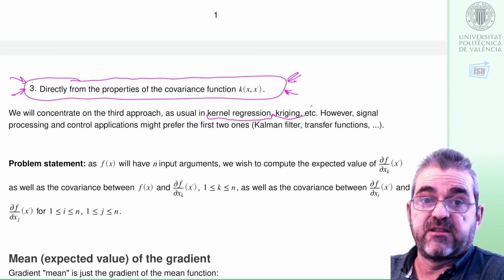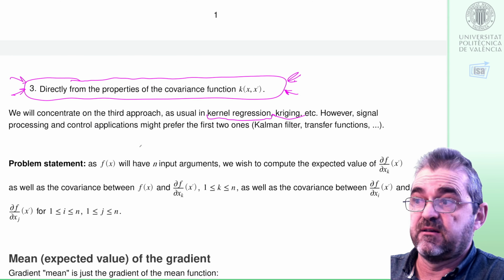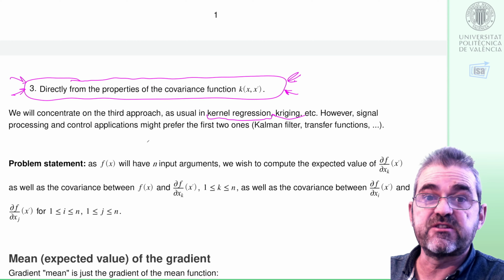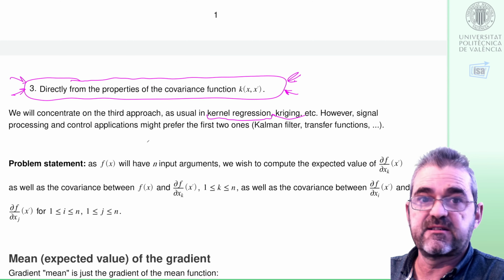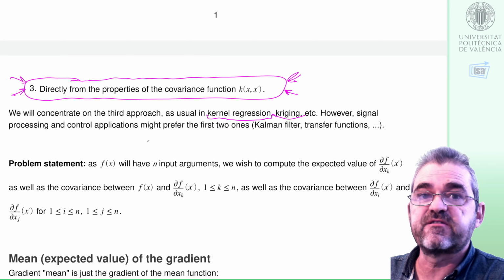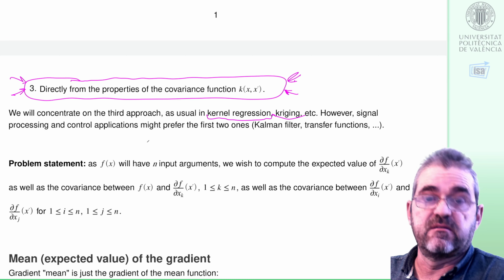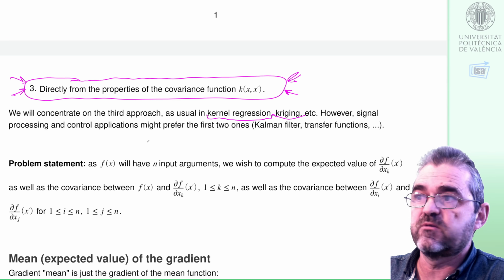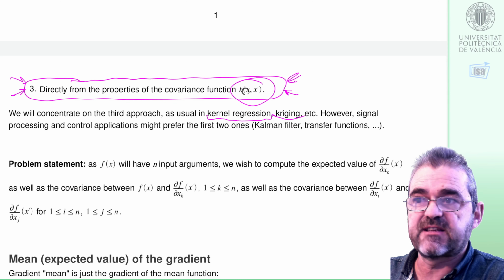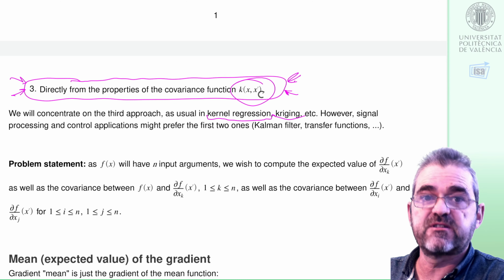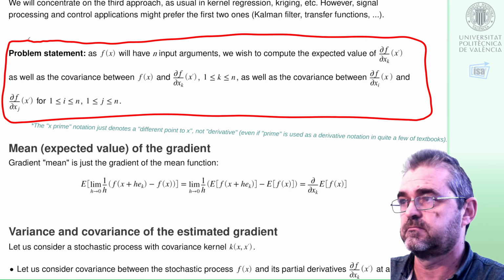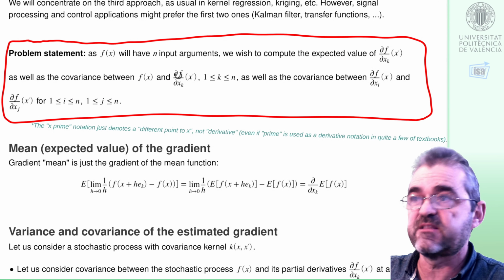Of course, that does not preclude that in control or signal processing applications, we use other things like Kalman filters, transfer functions, and results should be equivalent under some assumptions. But okay, in here we'll just use this covariance K to compute properties of the derivatives. So this will be the problem statement.